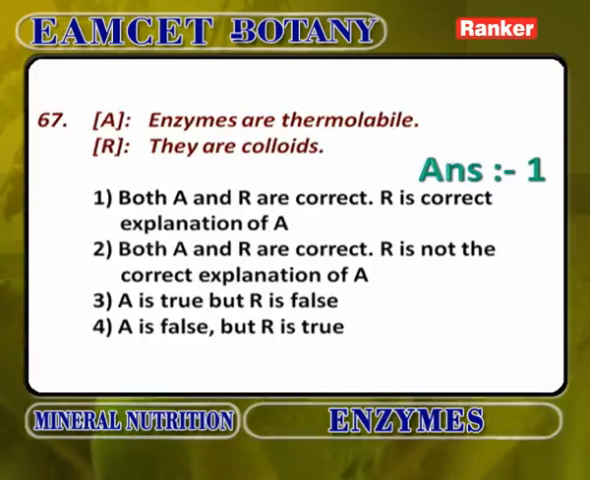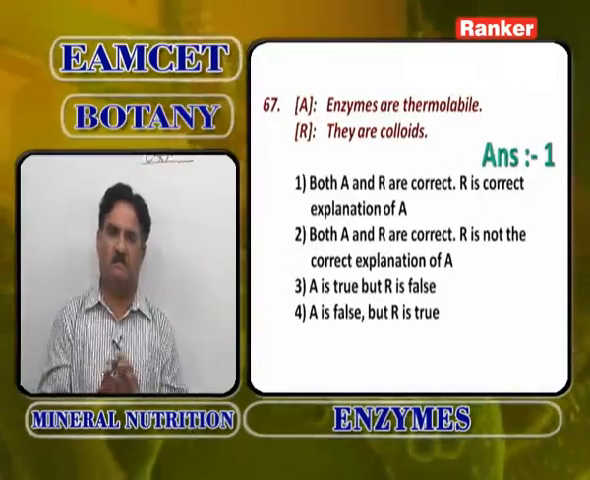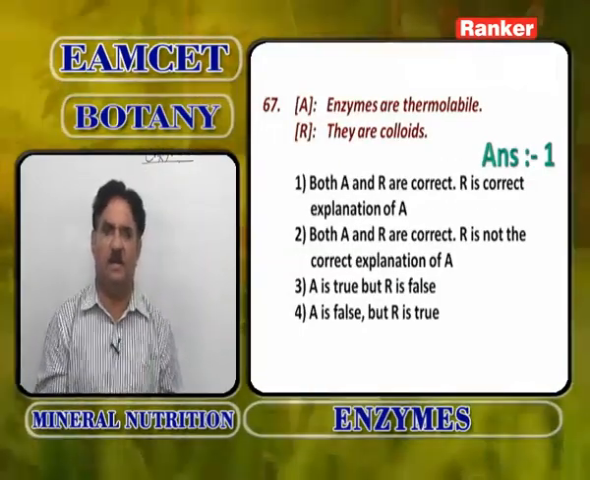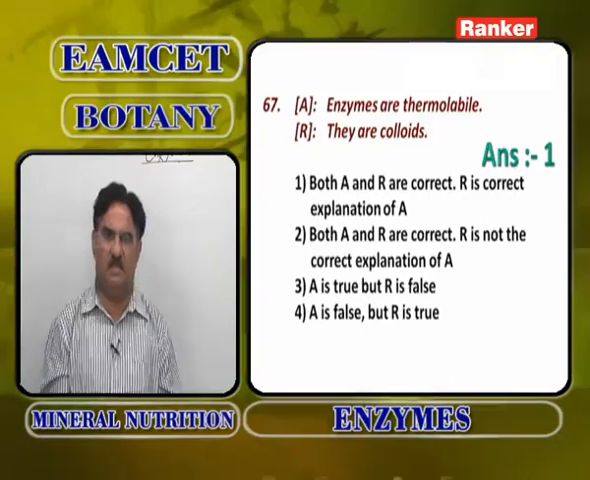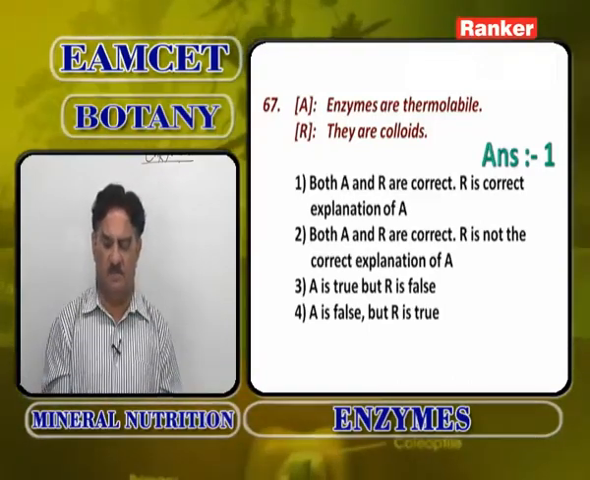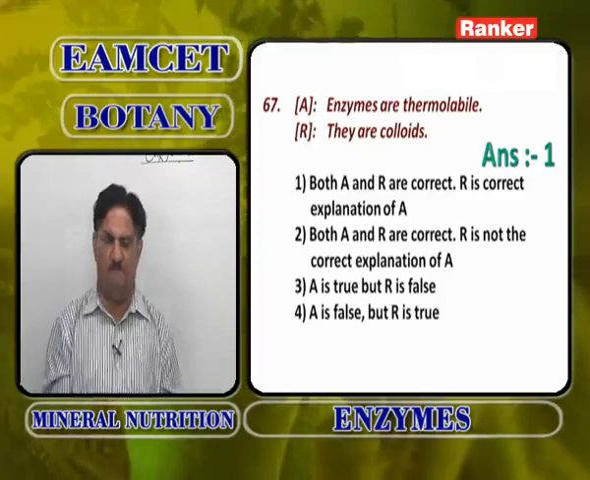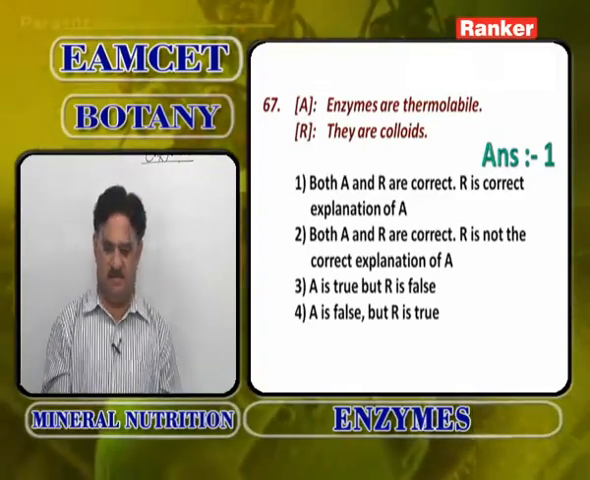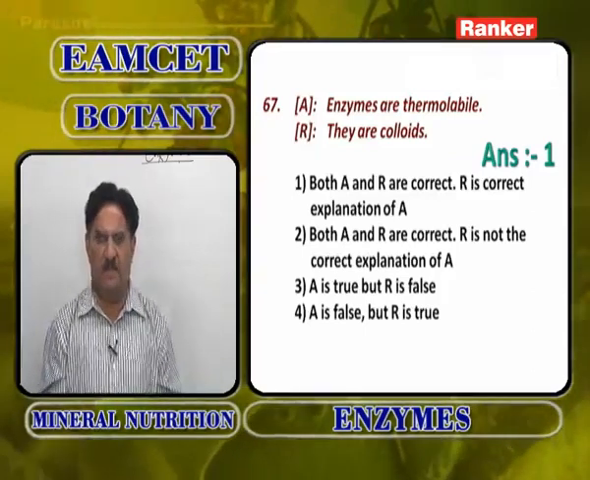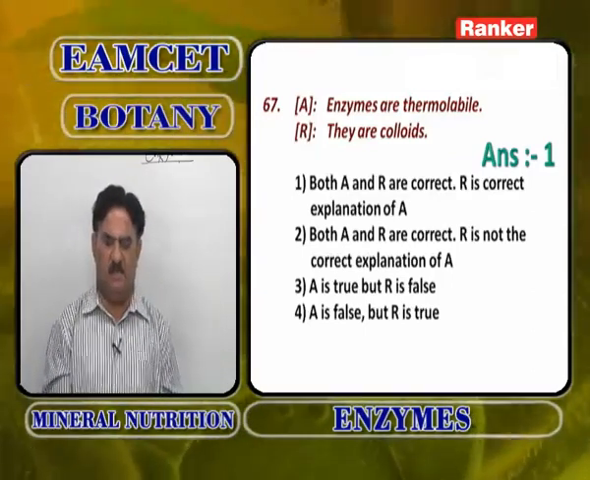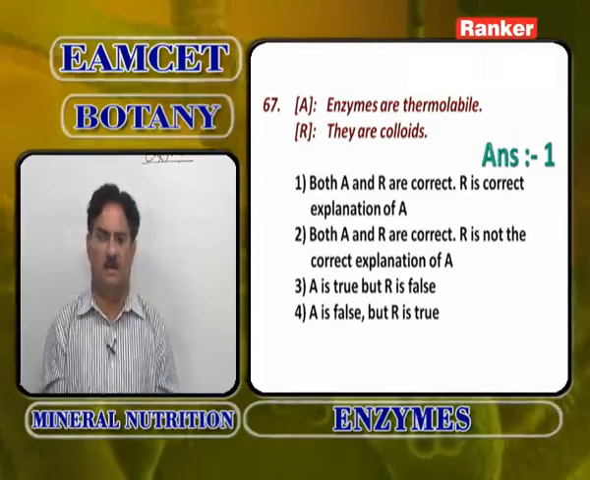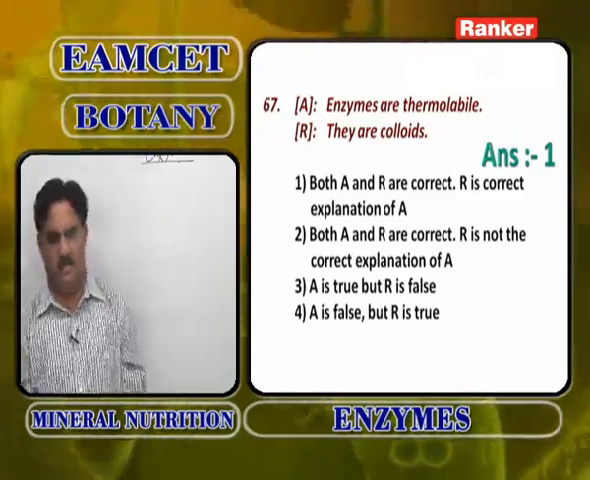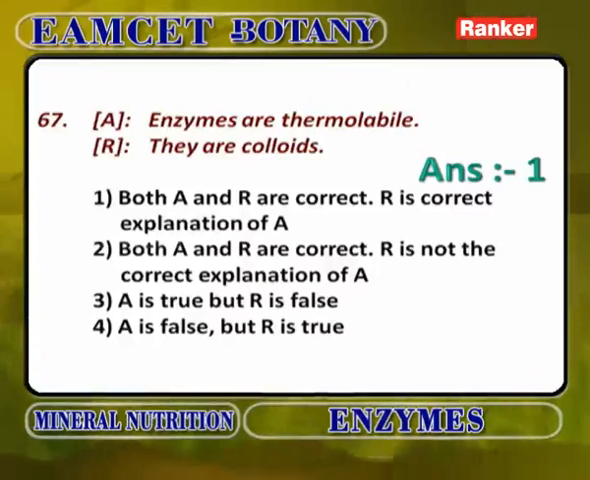Enzymes are thermolabile, which means they are very sensitive to temperature. At high temperatures and low temperatures, enzymes become inactive. That is called enzymes are thermolabile. Why are enzymes thermolabile? Because they are basically colloids. So both A and R are correct. R is the correct explanation of A, first option.